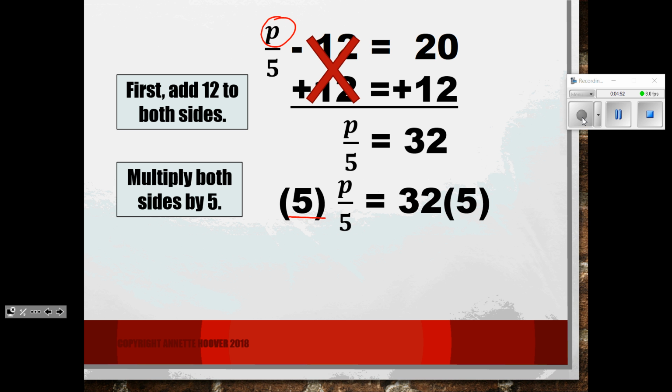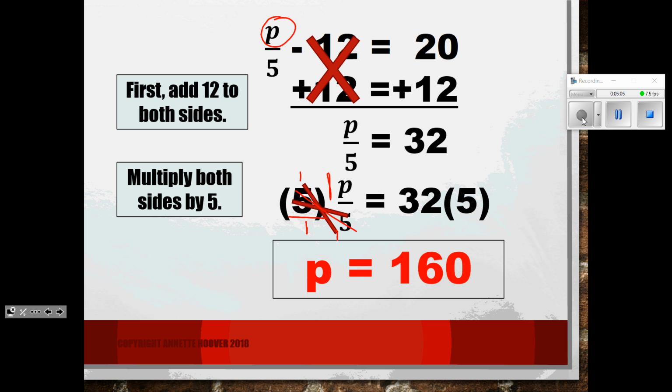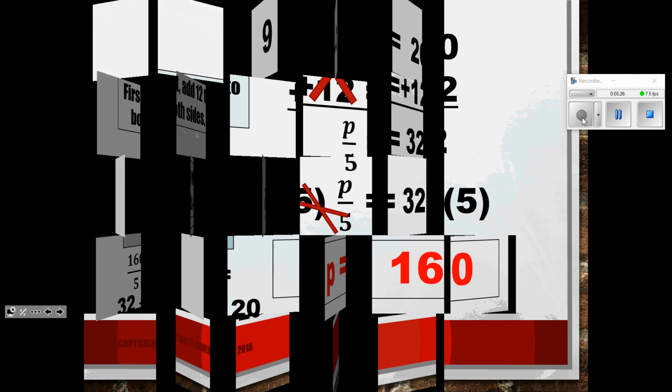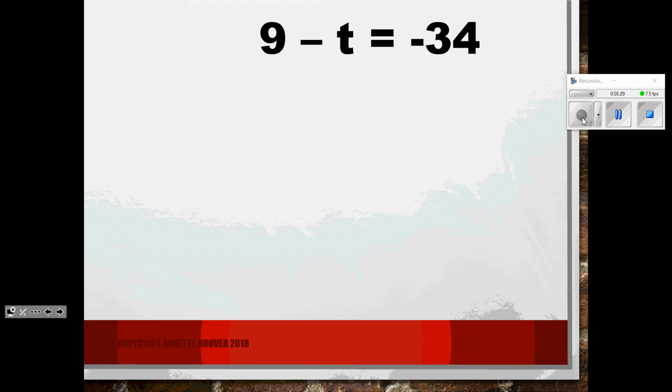When you do that, if you have 5 over 1, the 5s cancel out. 5 and 5 are both divisible by 5, and they become 1, so you have 1p left on the left side. And 32 times 5 is what you have, which is 160. Again, we could check this by plugging the 160 back into the left side of the equation, and we would have 160 divided by 5. We're going to do the division first, and then subtract 12. That would be 32 minus 12, which equals 20. And it checks.